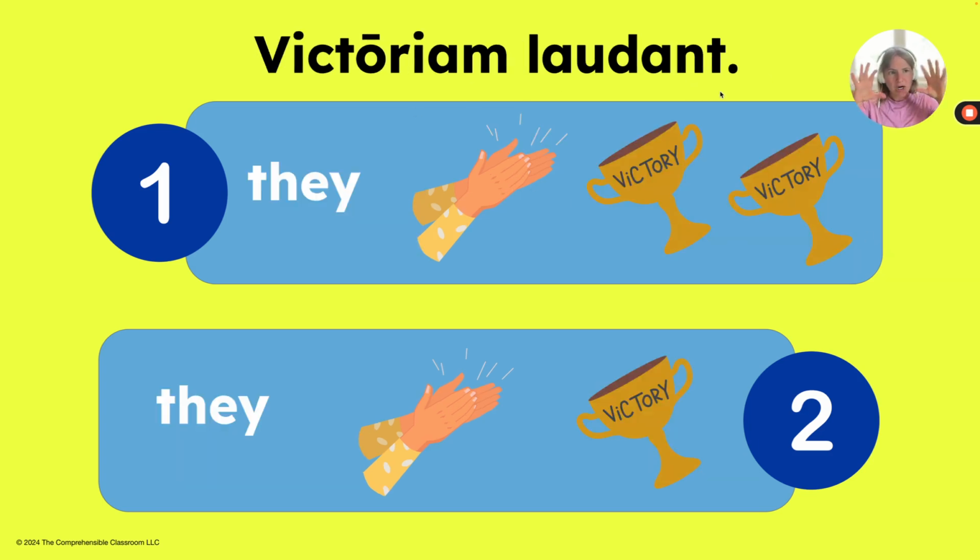Victoriam laudant. Uh-oh, there's an M on the end of that first word, so it's not the subject. The subject is implied. Laudant. Okay, so NT, remember, finite verb agrees with its subject in number and person. NT means they. So they praise victoriam. Is victoriam singular or plural? Number 2, victoriam laudant.